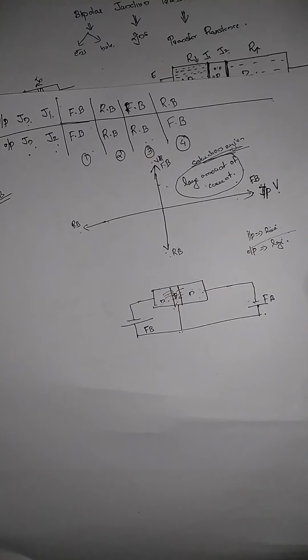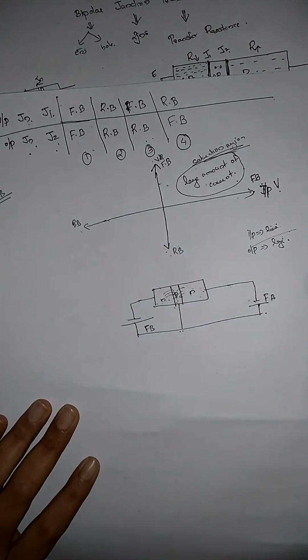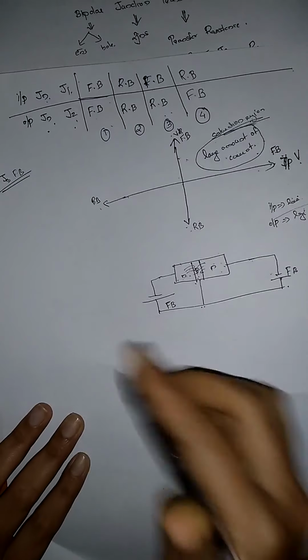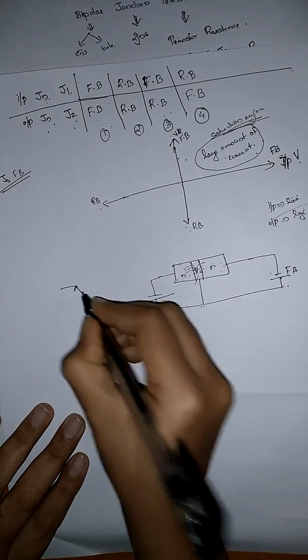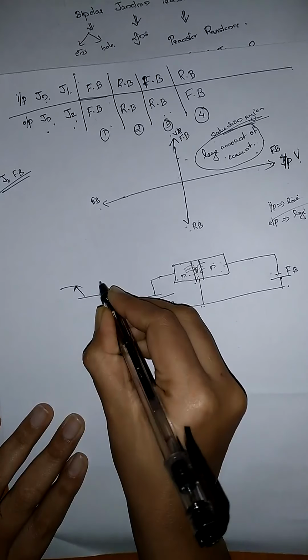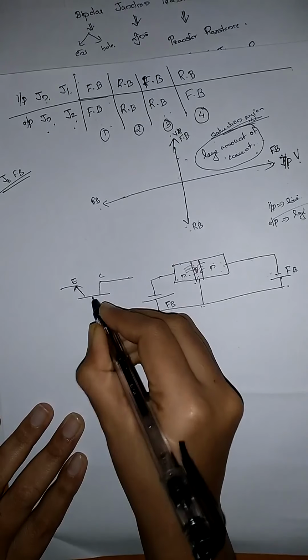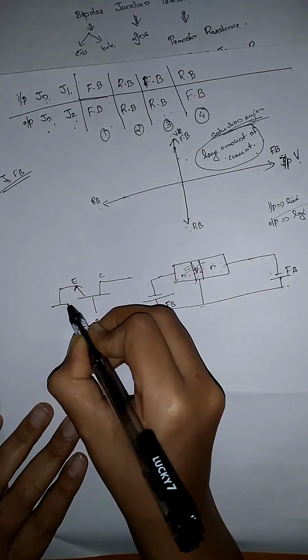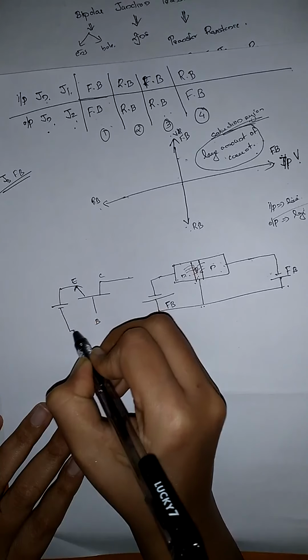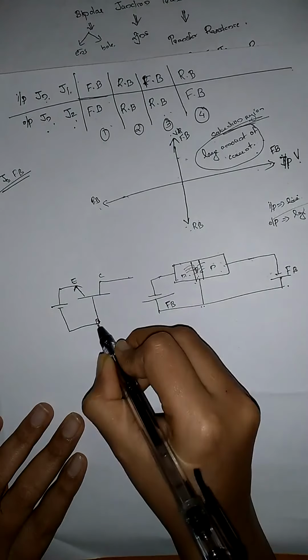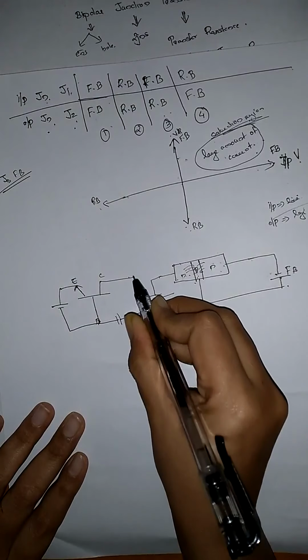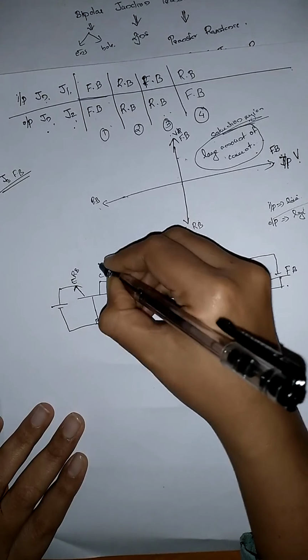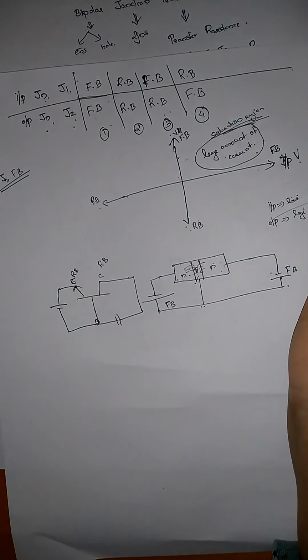Then what happens when both junctions are reverse biased? The opposite happens. When both junctions are reverse biased, only a small amount of current flows. So I am now drawing with our transistor symbol. This is the emitter, this is the collector, this is the base. If I am giving reverse biasing, the N should be connected to the positive and the P should be connected to the negative. Same here, we are connecting like this. So the emitter junction is reverse biased and the collector junction is also reverse biased.